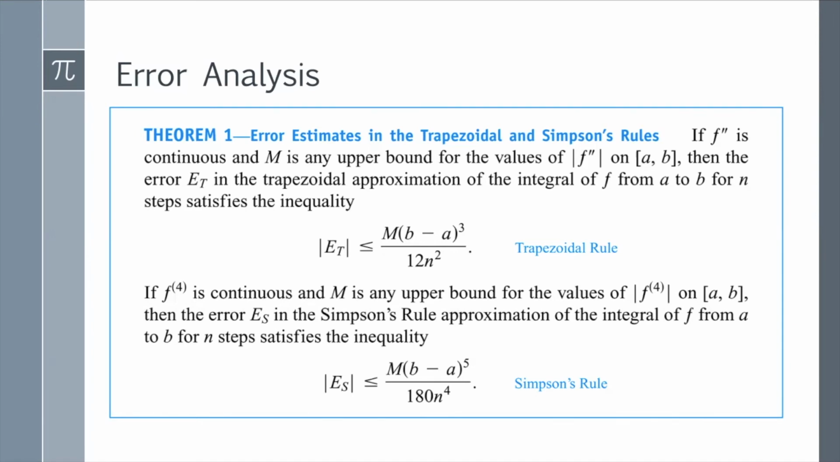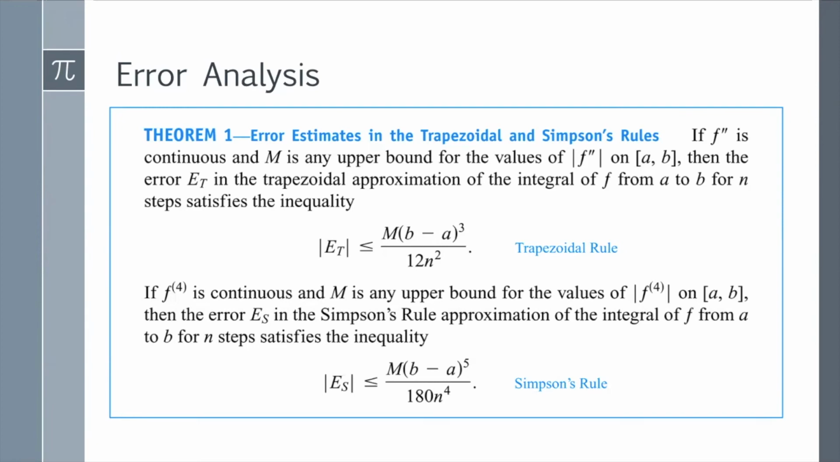All right. I think I may have done this. I can't remember. The absolute value of E sub t is less than or equal to m times (b minus a) cubed over 12n squared. All right, so that's kind of an interesting formula, not one that I would recommend memorizing.